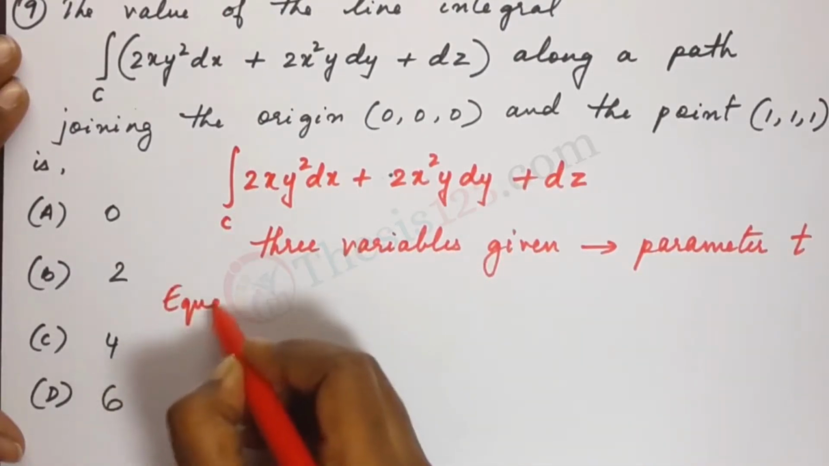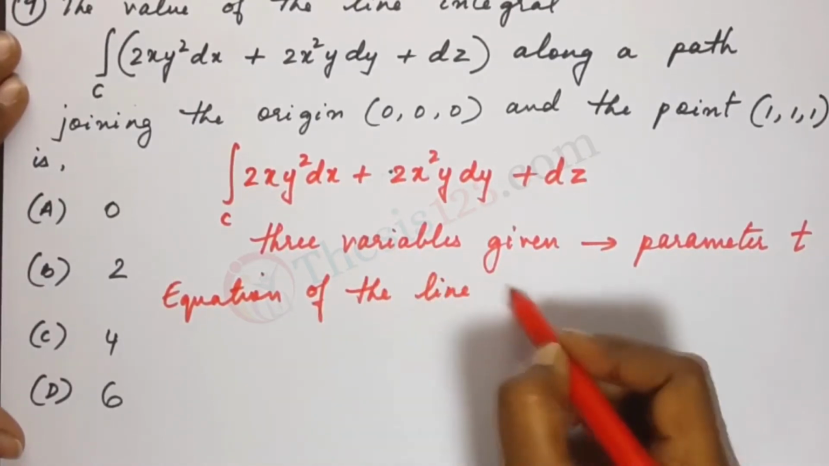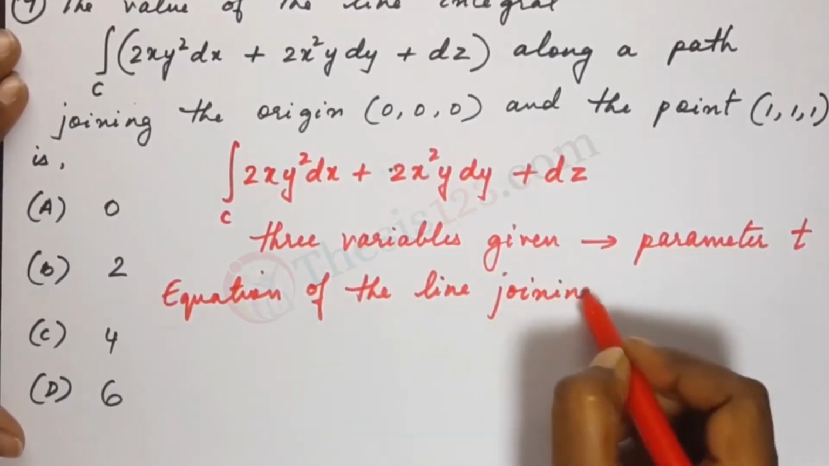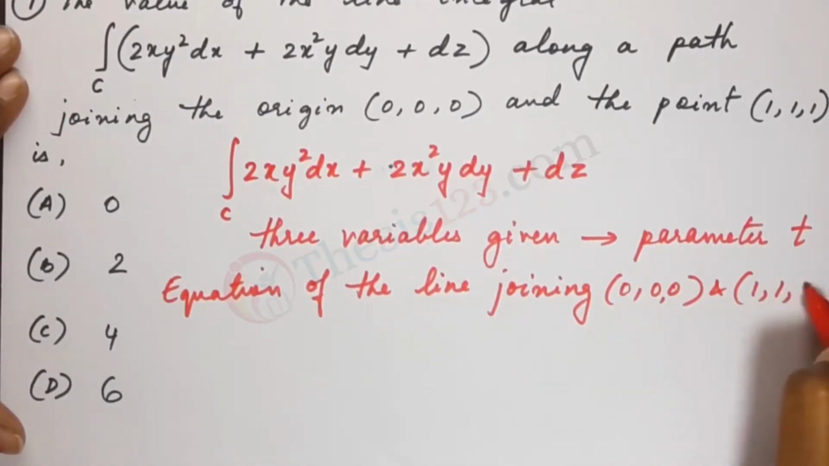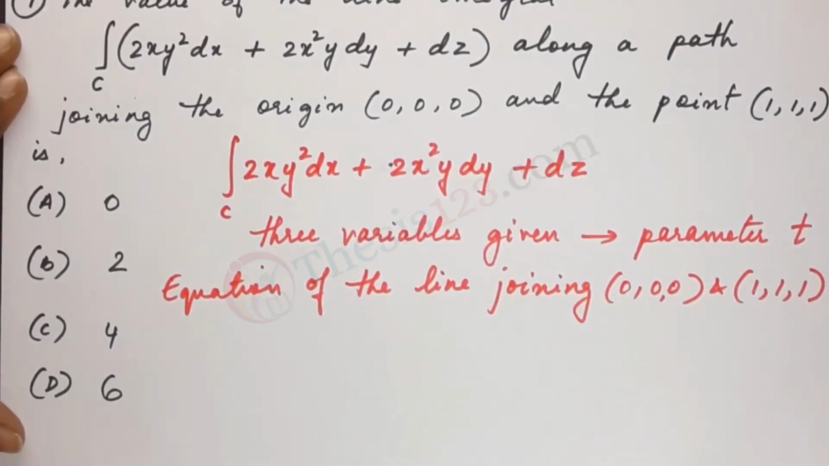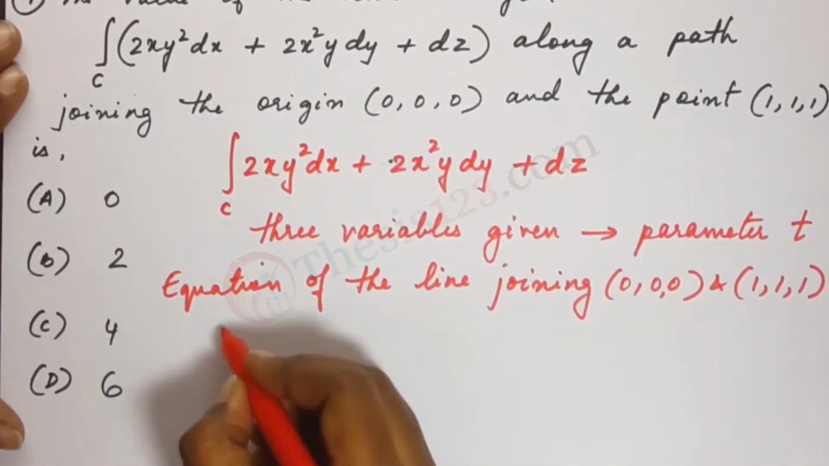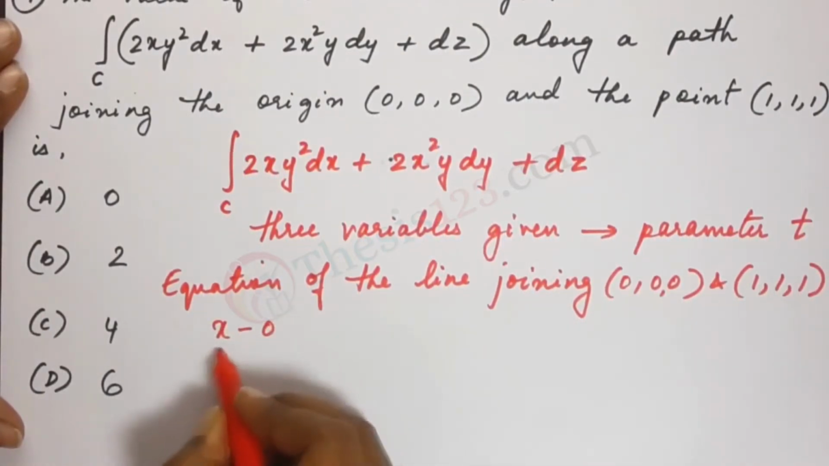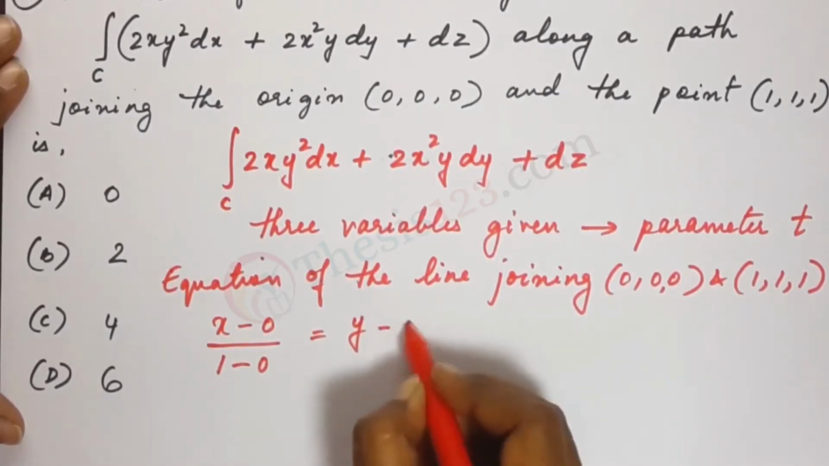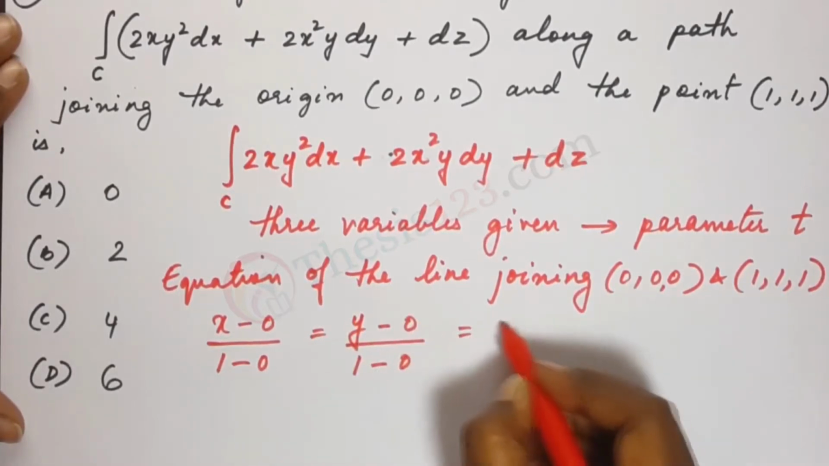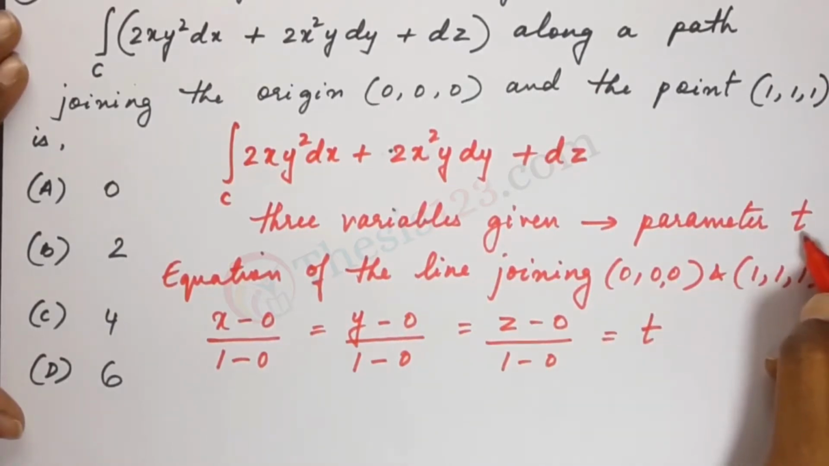So the equation of the line joining 0, 0, 0 and 1, 1, 1. Okay, so recall, you should be quite familiar with this already. In order to find the equation of the line, this would be x minus 0 divided by 1 minus 0, y minus 0 by 1 minus 0, z minus 0 by 1 minus 0 is equal to the parameter that we have taken as t.